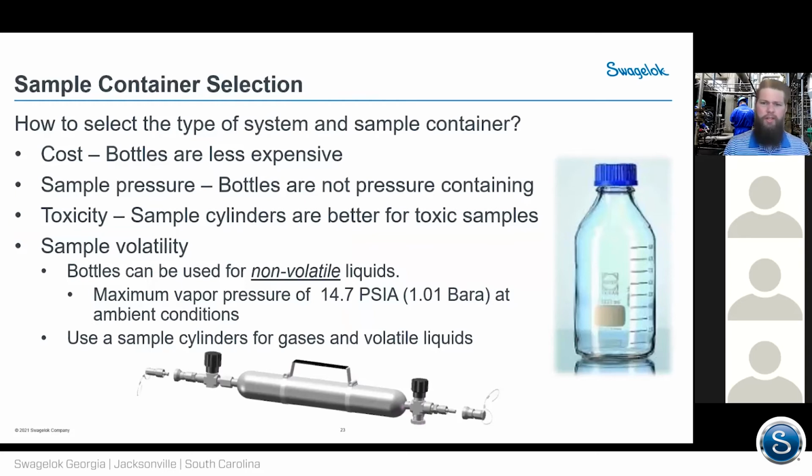So, mentioned a little bit on the containers before. We can choose between a glass bottle or a cylinder. I think there's certain cases where I've seen balloons or just jars or cans to grab these samples from process taps. The great rule of thumb is, if you've got a gas or a volatile liquid, you're going to want to take that sample in a cylinder. Anything else that's non-toxic and a liquid state and isn't going to vaporize and is non-volatile can go into a glass bottle.